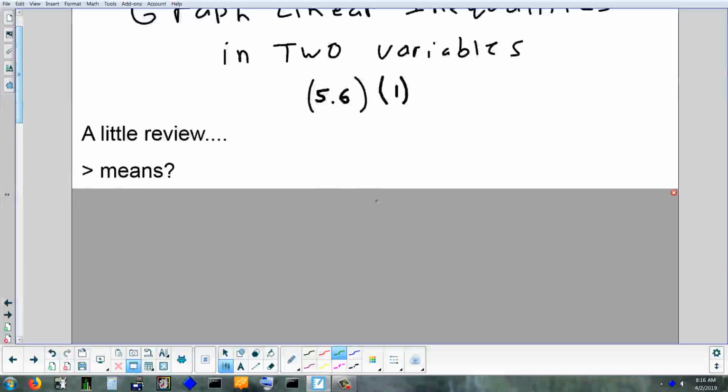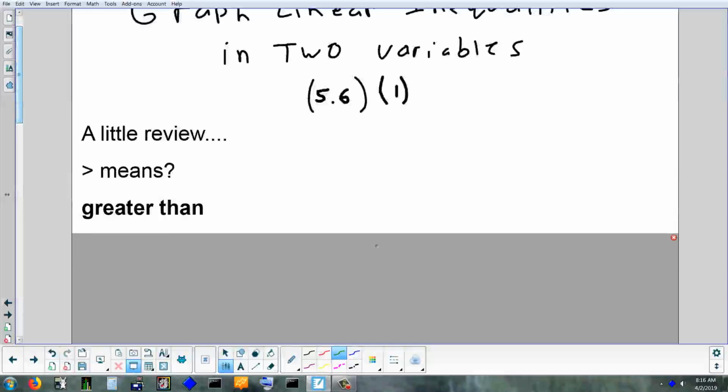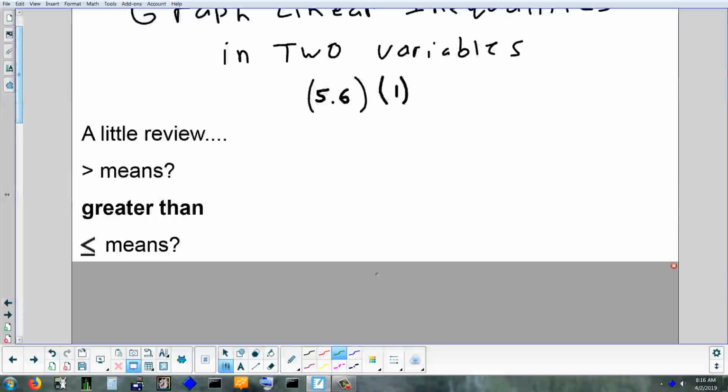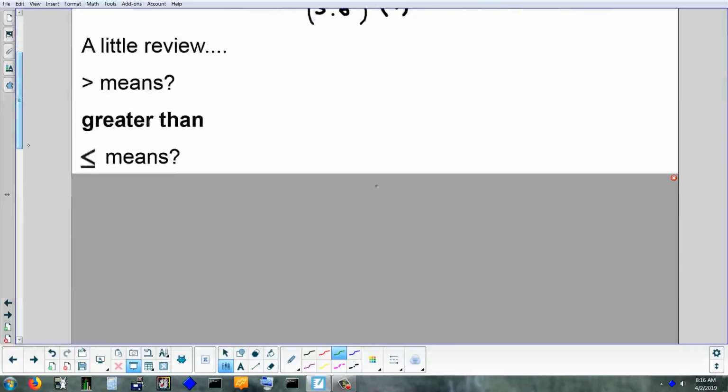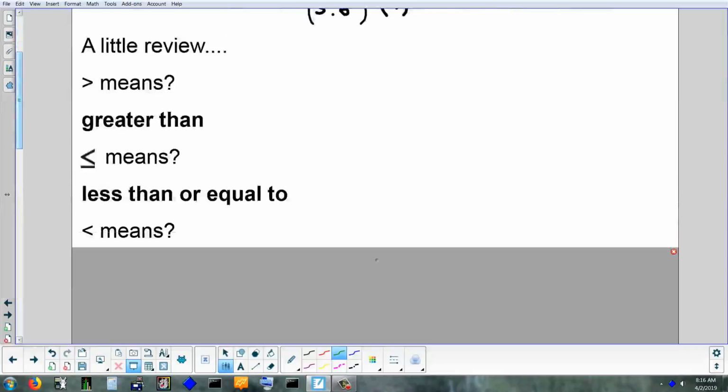All right, so just to make sure we remember what the symbol means. What does that symbol mean? Like if you had to read it out. Chris? Greater than. Yep, that means greater than. How about that symbol? Yeah? Less than or equal to. Yeah, how do you know it's not just less than? How do you know it's less than or equal? There's a line below it. Yeah, because there's a line below it. So when you see the line below it, it's less than or equal.